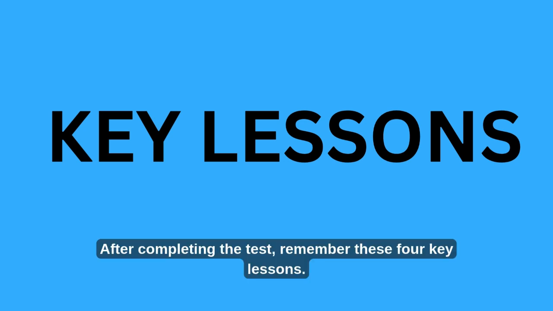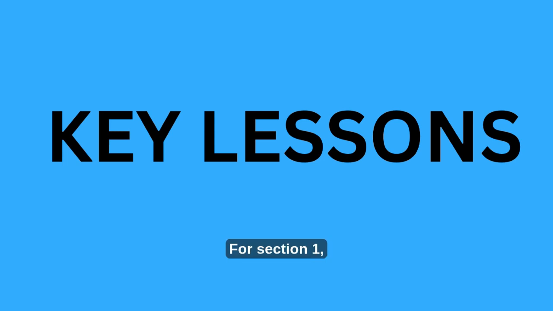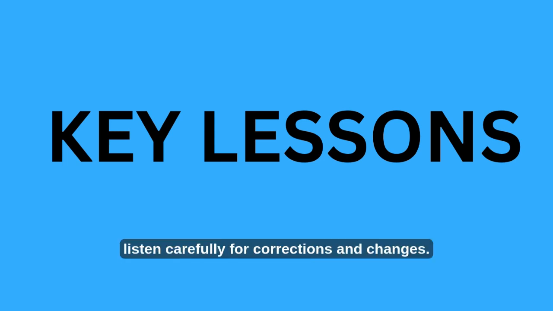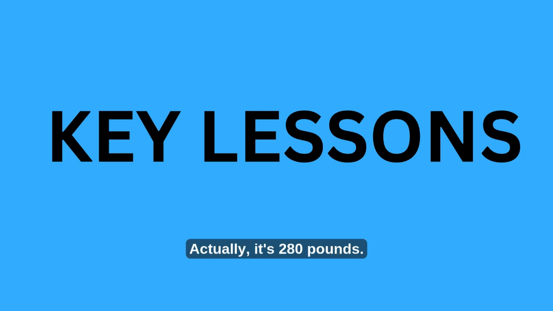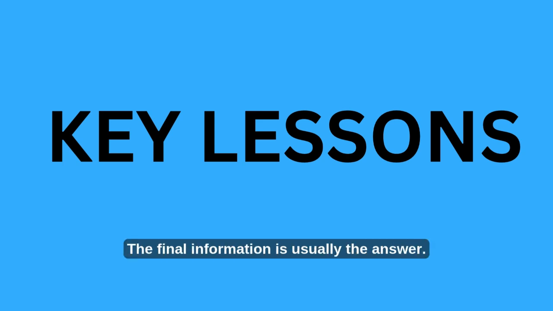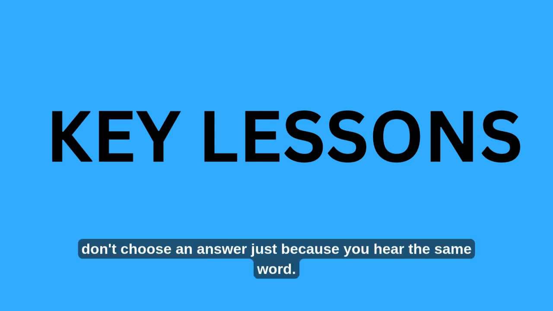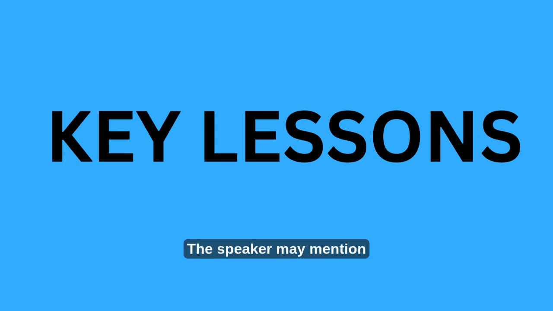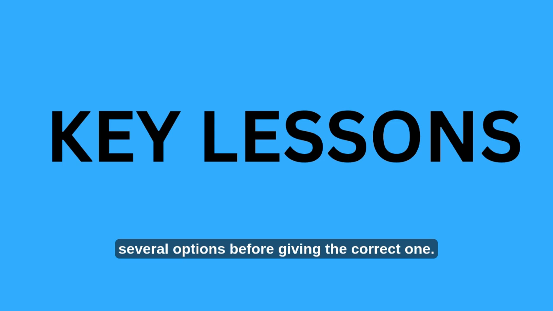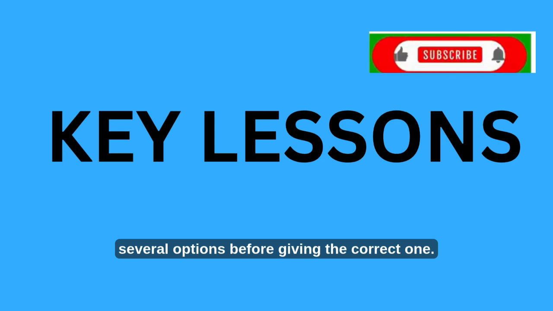After completing the test, remember these 4 key lessons. For section 1, listen carefully for corrections and changes. For example, the fee was 250 pounds. Actually, it's 280 pounds. The final information is usually the answer. For section 2, don't choose an answer just because you hear the same word. The speaker may mention several options before giving the correct one.